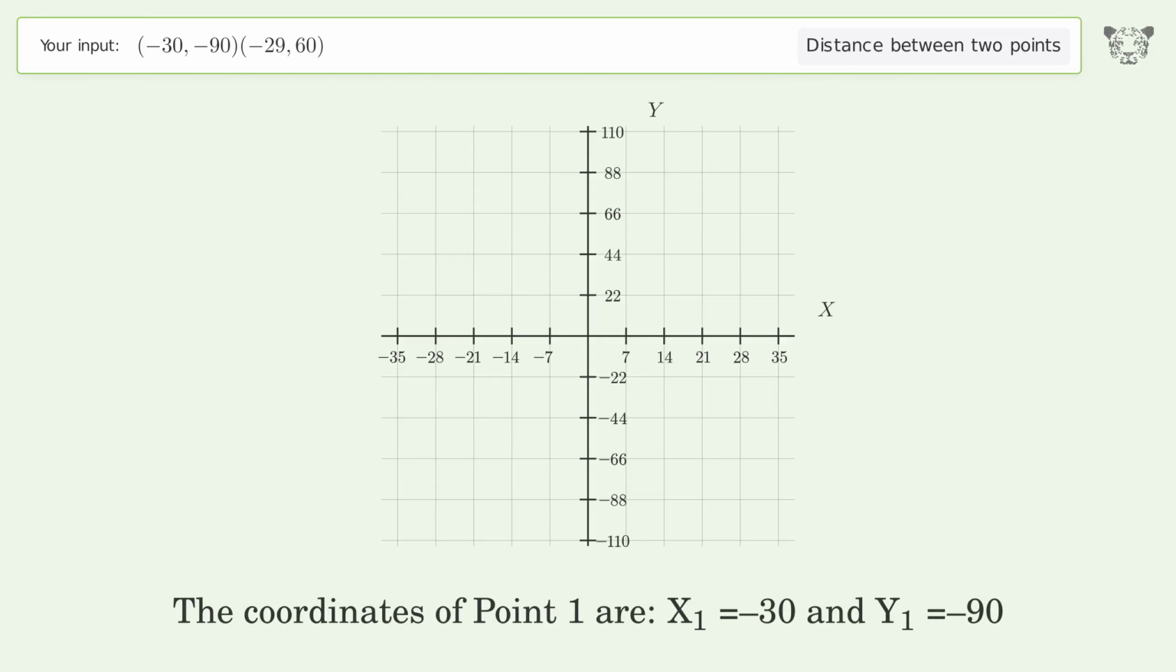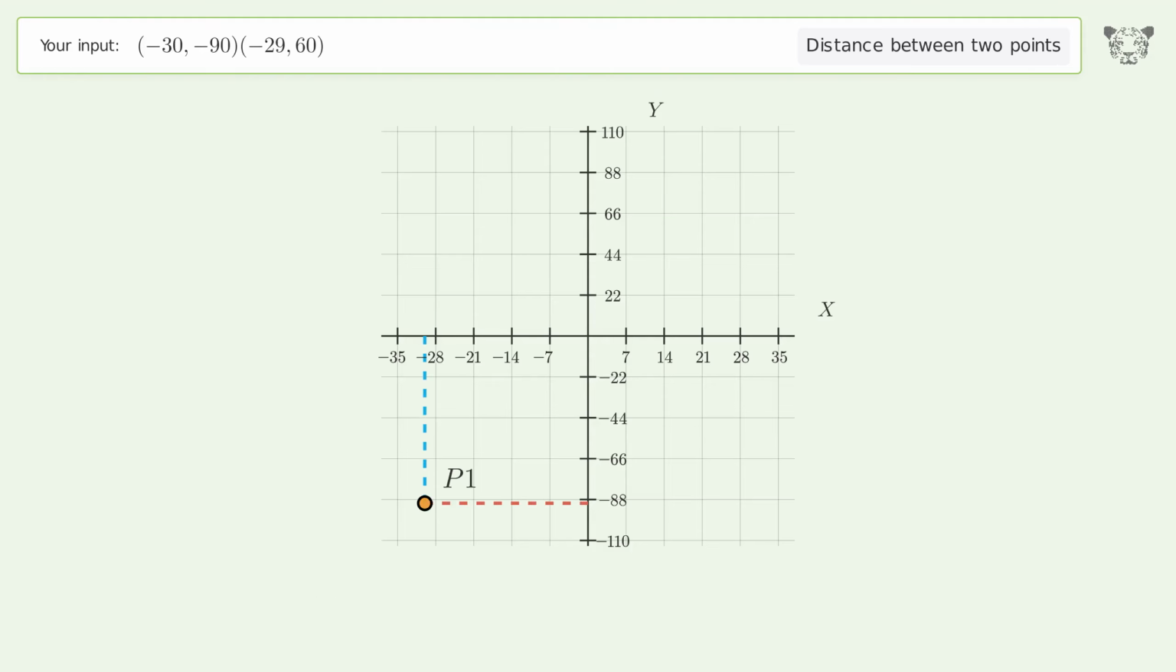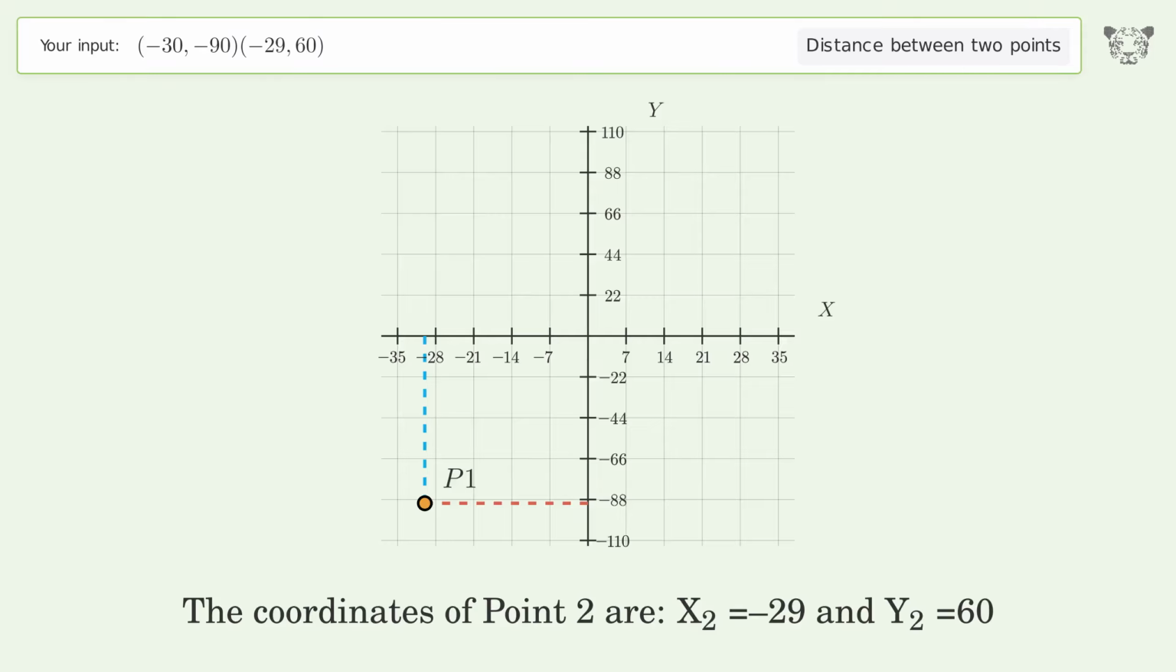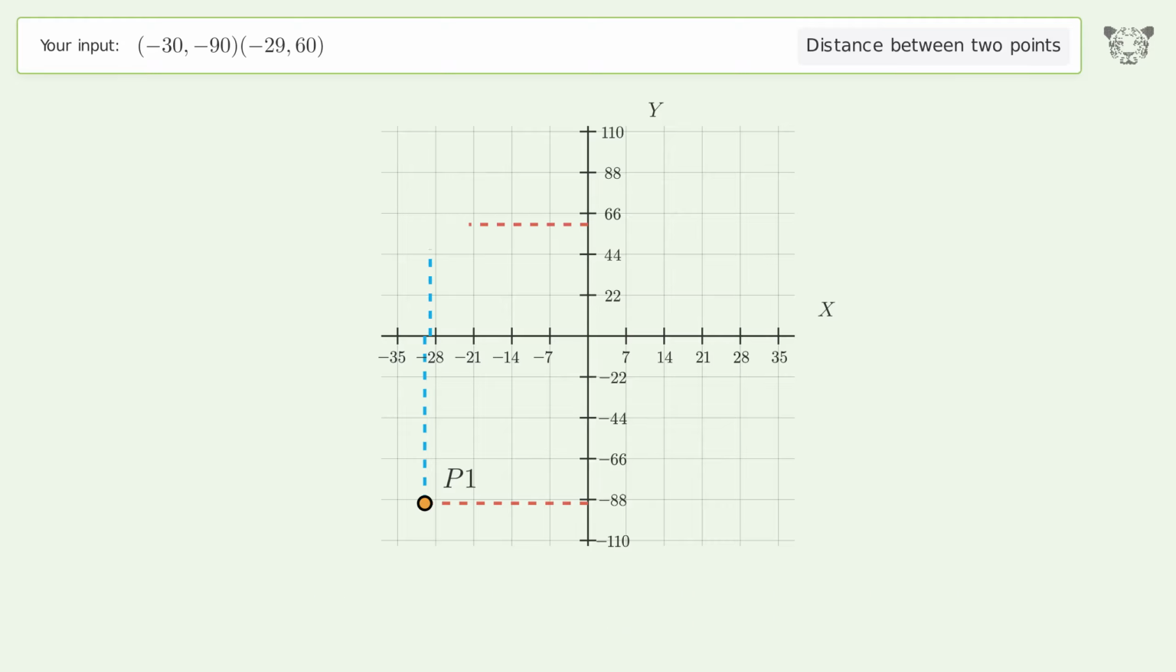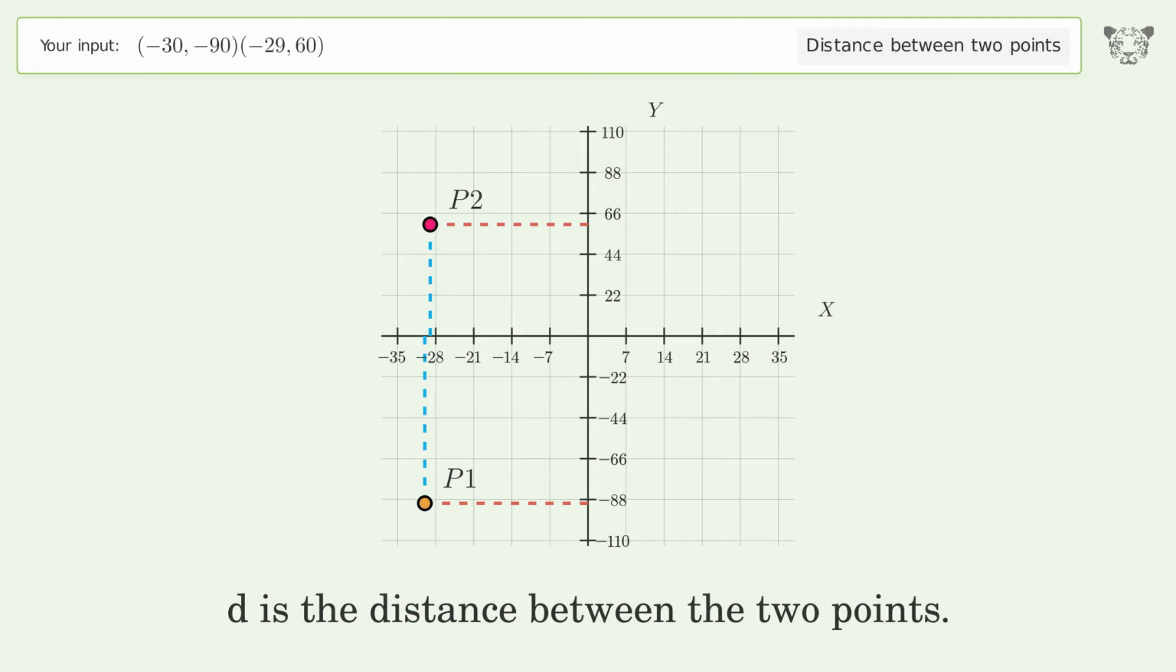The coordinates of point 1 are x1 equals -30 and y1 equals -90. The coordinates of point 2 are x2 equals -29 and y2 equals 60. D is the distance between the 2 points.